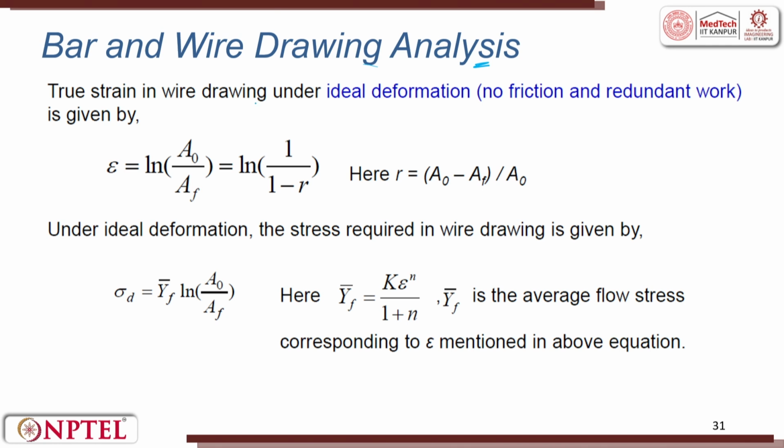Bar and wire drawing analysis. The true strain in wire drawing under ideal conditions, with no friction and redundant work, is written as the natural logarithm of A naught by Af, which is ln 1 by (1 minus r), where r is the area reduction. Under ideal conditions, the stress required in wire drawing is given by the formula with Yf, the average flow stress, which gets fit into the formula. We try to get the true strain.